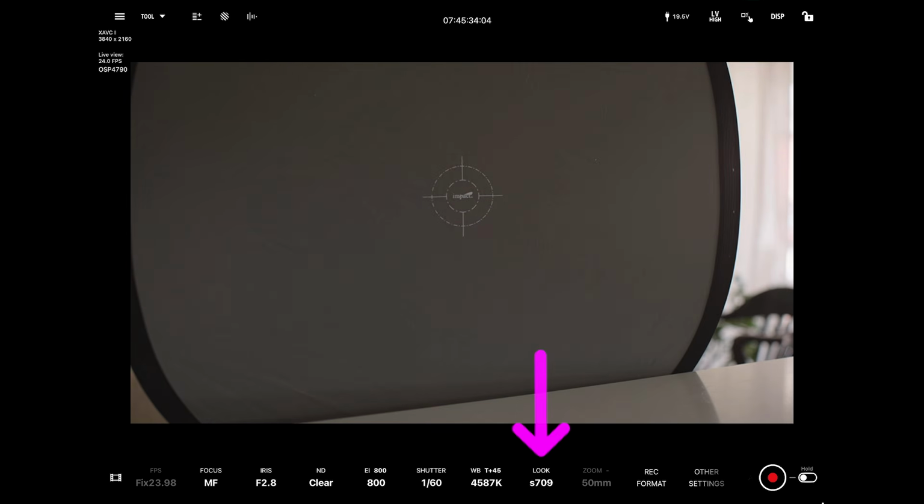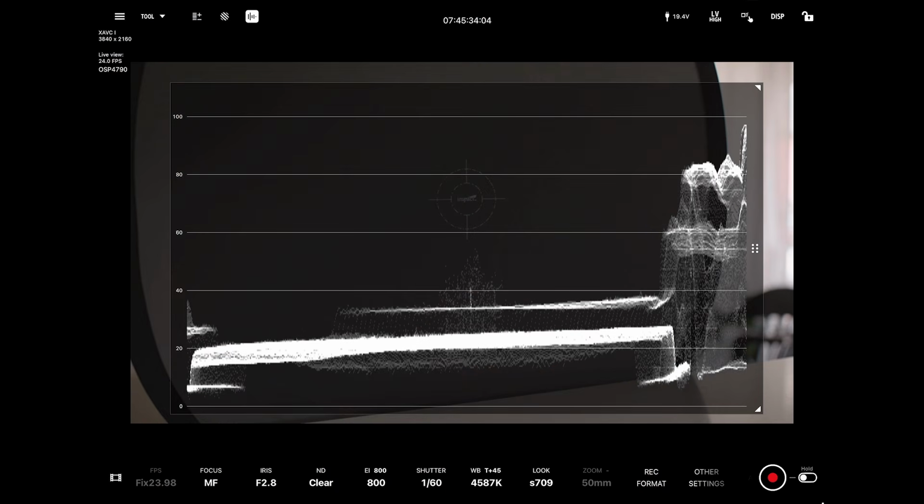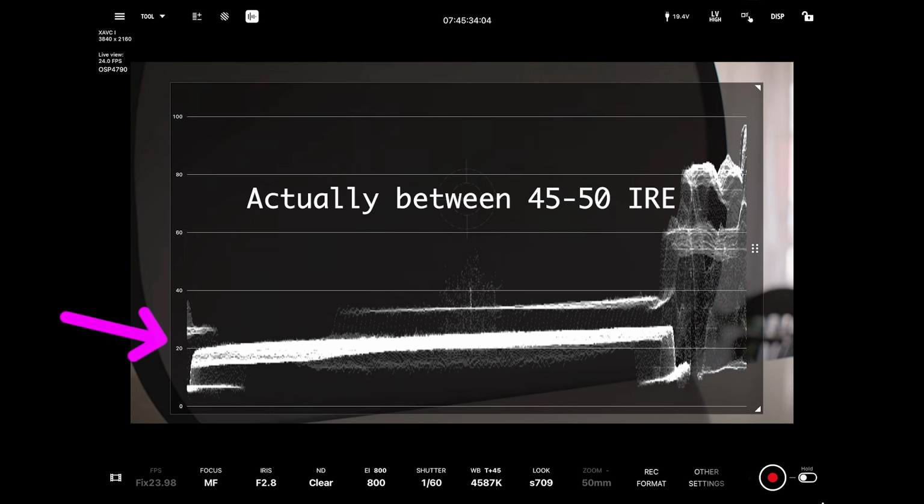I'm monitoring through a Rec. 709 LUT, not S-Log3. You can monitor in log, but the curve is compressed, which makes it harder to see subtle differences using false color or waveform. Rec. 709 spreads the tonal values out, giving us a clear reference. If we look at a waveform, we can see that our gray card is actually underexposed. In Rec. 709, middle gray should sit around 41 IRE. Right now, it's sitting just above 20 IRE.